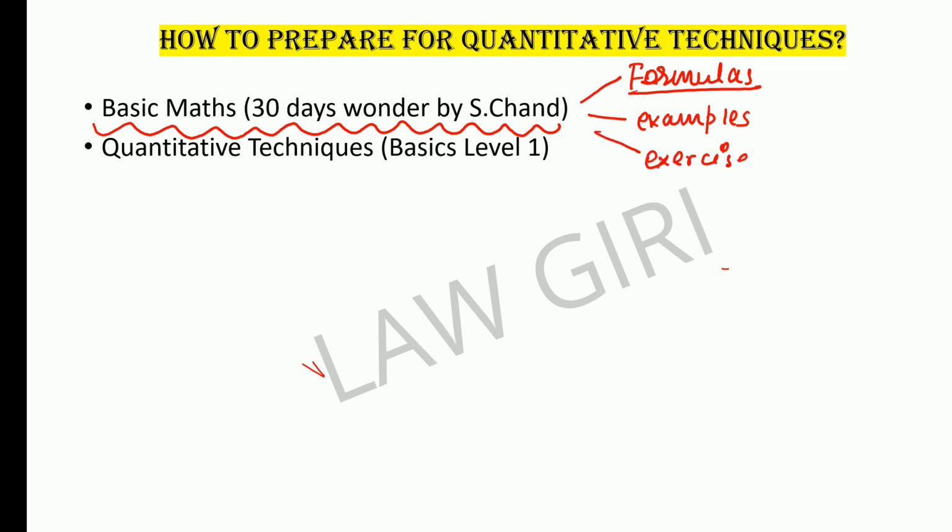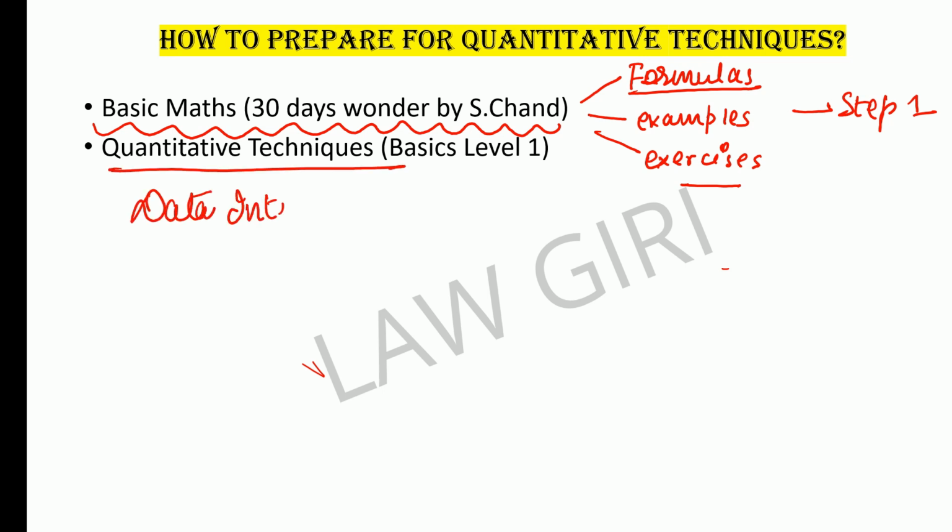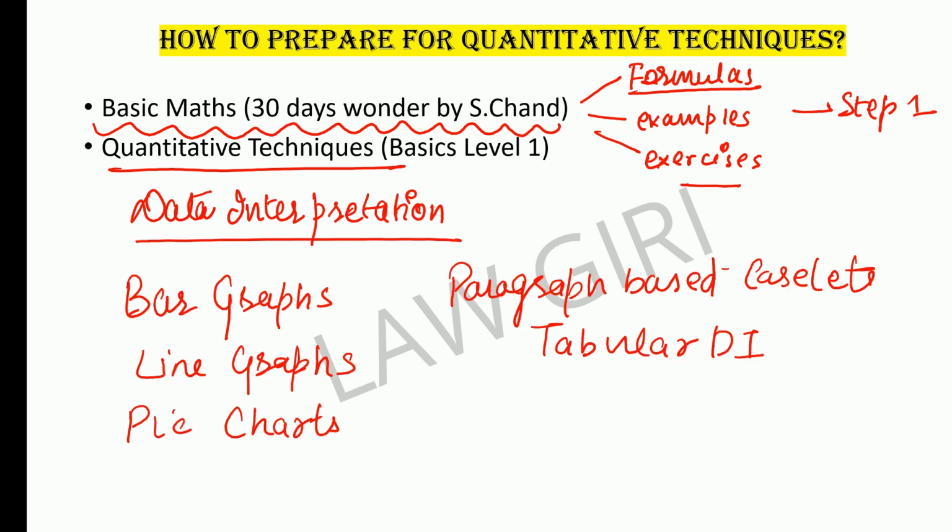Once you're done with your basic maths, this is your step 1, then you move on to your quantitative techniques, that is your data interpretation. Now here I've written quantitative techniques, I should have written data interpretation. So you should move on to your data interpretation. Now here is my book that I have with me, and I'm going to dictate. Now talking about data interpretation, the topics that you need to cover, there is a book by Arihant. You need to only solve level 1 questions from this book.